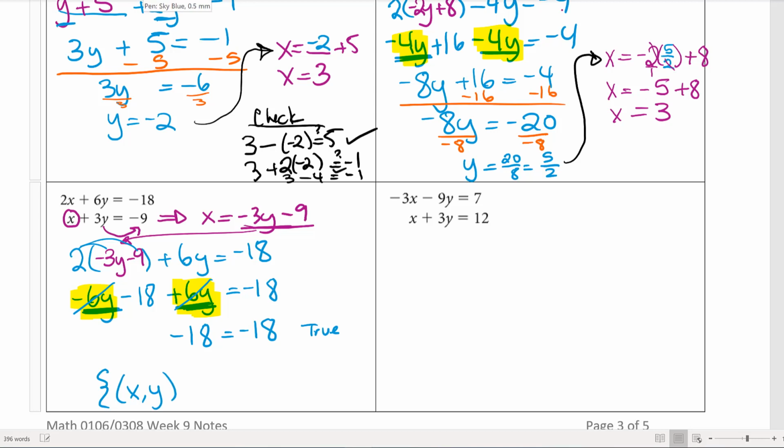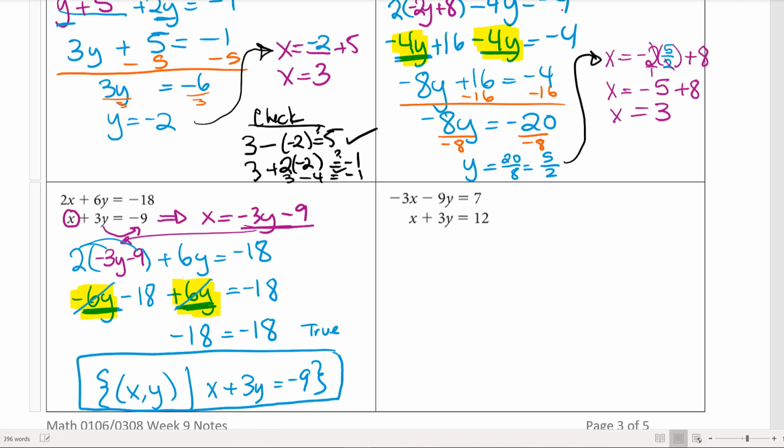The set of all x, y such that, and then one of the two equations. I don't care which equation you like better. Either one is correct, and this is my solution. The set of all x, y such that x plus 3y equals negative 9. That is a solution, meaning every single ordered pair that satisfies that equation. So it's not every number in the whole entire world, every ordered pair. It's only the ordered pairs that lie on this line that will actually work.